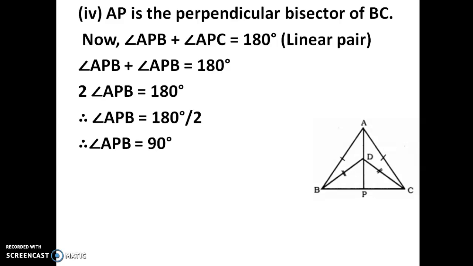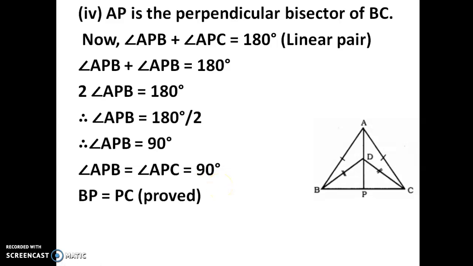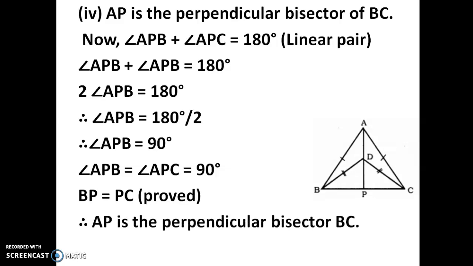Okay. The angle at P is going to be 90 degree. So we can say that angle APB is equal to angle APC, that is equal to 90 degree. So when you get 90 degree, that means it's perpendicular. Okay, so that means AP is the perpendicular bisector of BC. Okay.